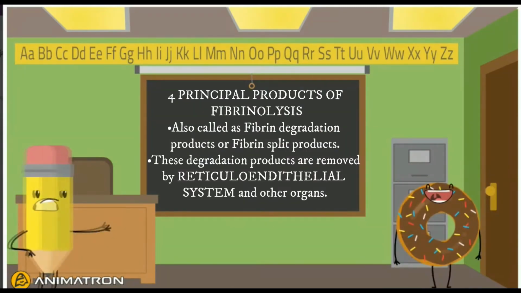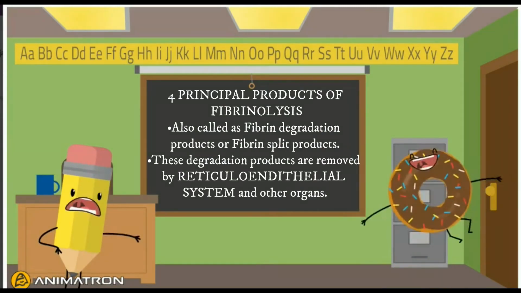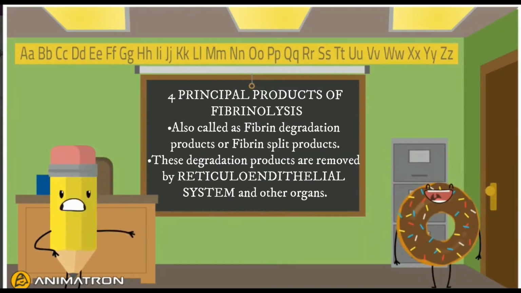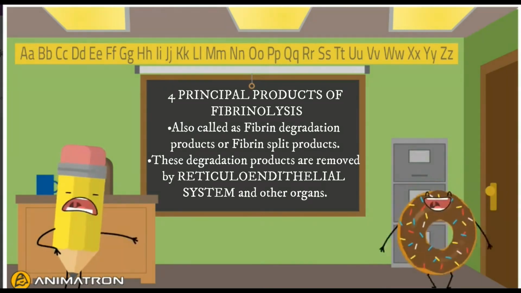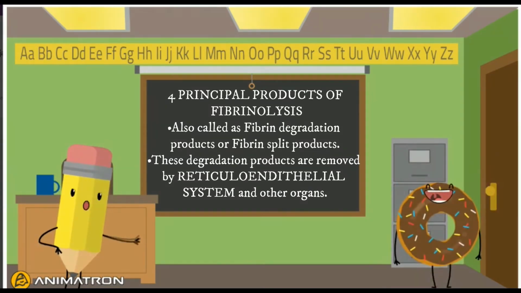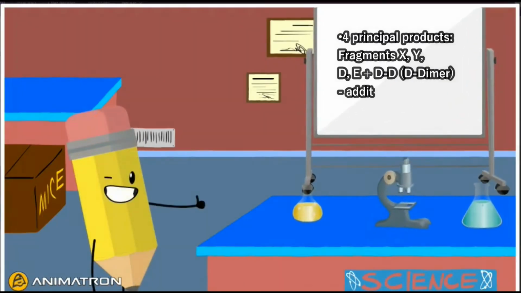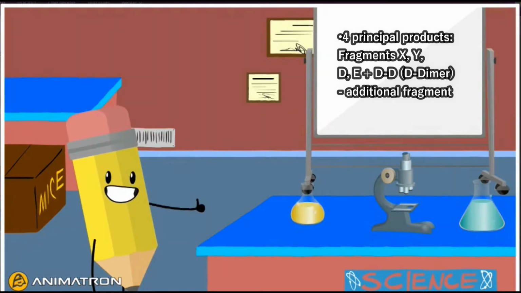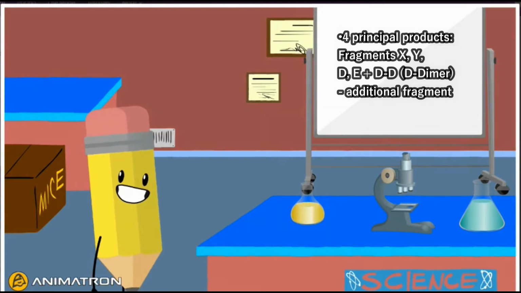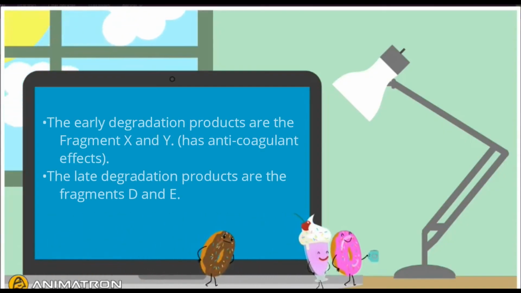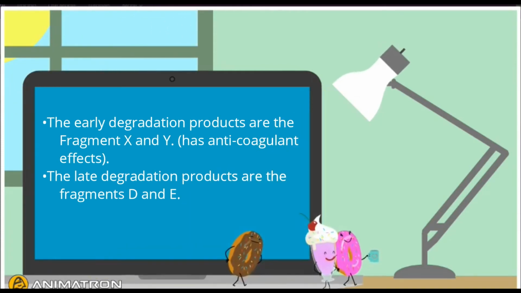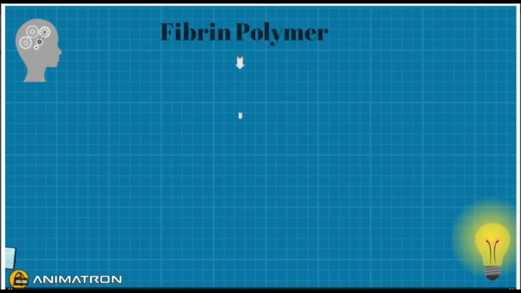Four principal products of fibrinolysis, also called fibrin degradation products or fibrin split products. These degradation products are removed by the reticuloendothelial system and other organs. The four principal products of fibrinolysis are fragments X, Y, D, E, plus DD or D-dimer, an additional fragment. The early degradation products are fragments X and Y, which have anticoagulant effects. The late degradation products are fragments D and E.